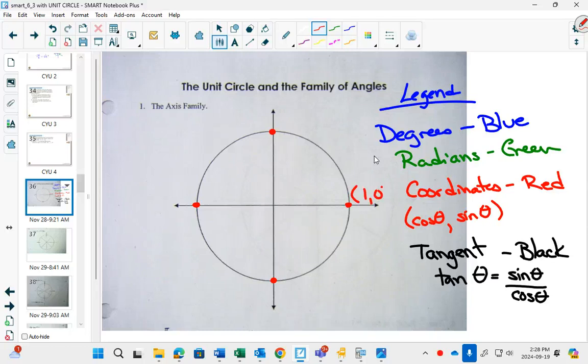My x coordinate would be 1, y would be 0. If I went up 1, 0, 1. If I went 1 to the left, it would be at -1, 0, and 1 down would be at 0, -1.